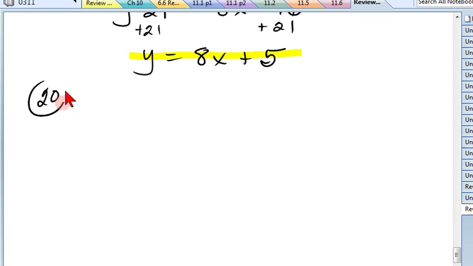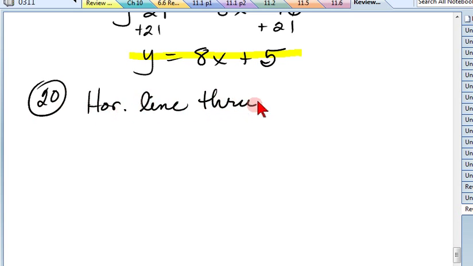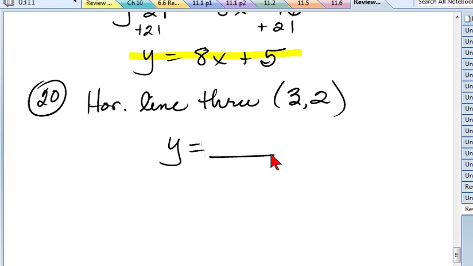Number 20, it says that it is a horizontal line and it goes through the point (3, 2). What do you know about the equation I should write down for a horizontal line? It is y equals a number. Look at your point. What does y have to equal? Because your point is (x, y), it has to be y is 2.